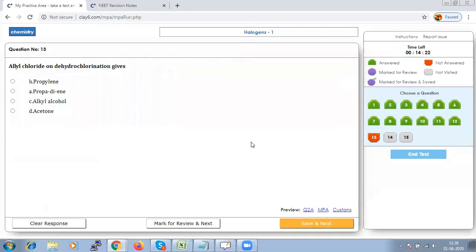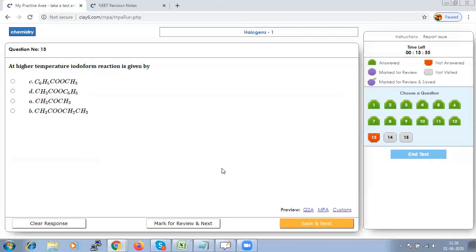Allyl chloride on dehydrochlorination will give a product that is nothing but your propadiene. Allyl chloride on dehydrochlorination will give you a product that is called propadiene. Let us save that and go to next.